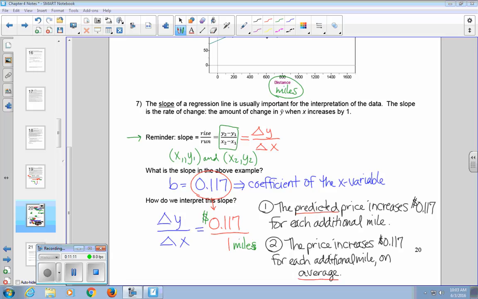And so on average, the price is going up that much for each additional mile. In fact, you'll see later that the regression line is also called a line of means or a line of averages.